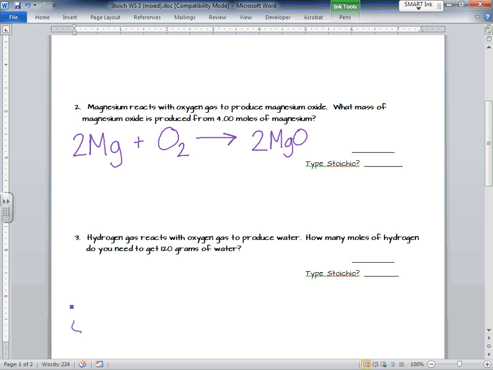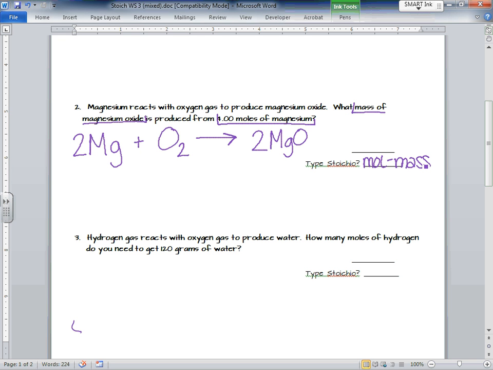All right, so let's move on to the stoichiometry part of the problem now that I have my balanced equation. It says, what mass of magnesium oxide is produced from 4 moles of magnesium? I'm looking for the mass of magnesium oxide. That is my final product. And I'm given 4 moles of magnesium. This type of stoichiometry, we call it mole to mass, because we are given the moles and we are finding the mass. This is mole to mass stoichiometry.